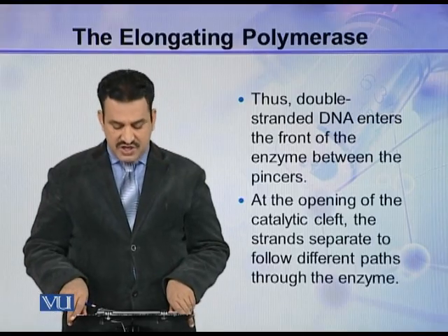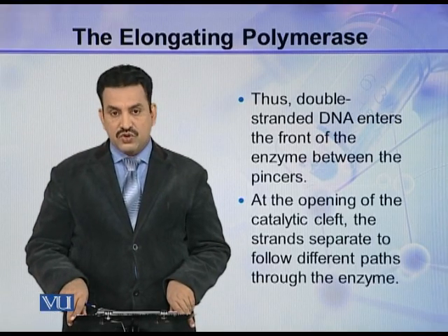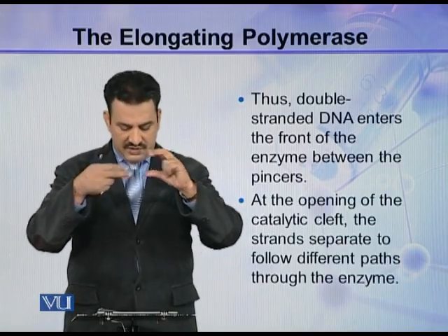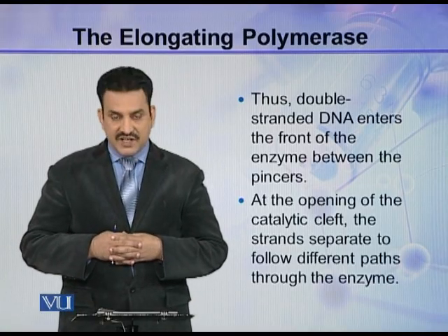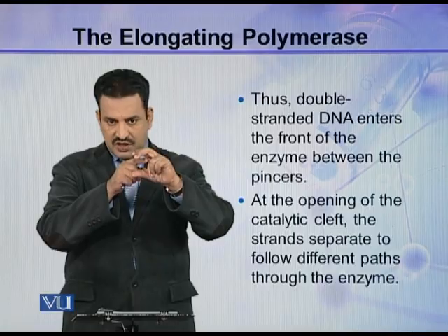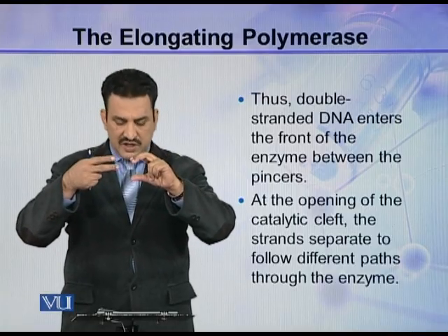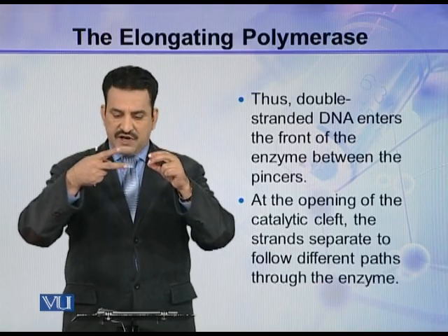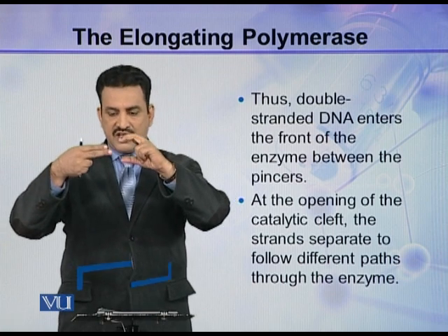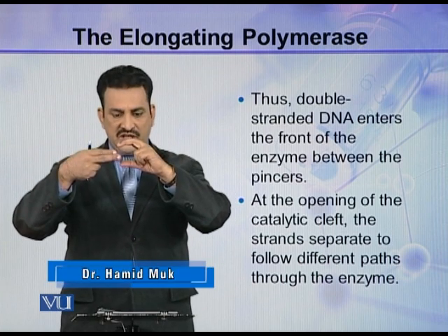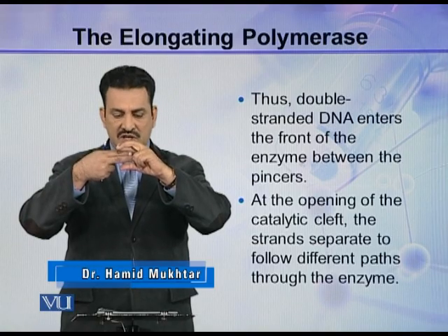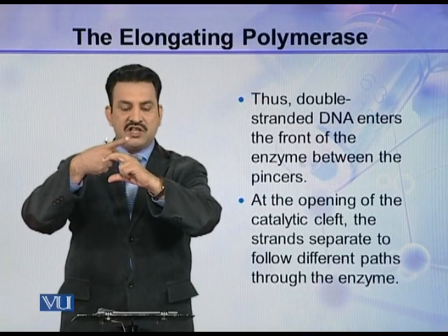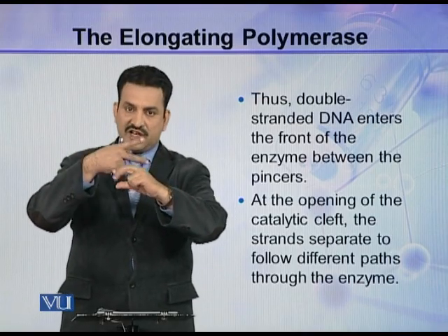Thus, double-stranded DNA enters the front of the enzyme. It enters the front of the enzyme between the pincers like this, at the opening of the catalytic cleft. At the opening, the two strands separate and they follow different paths. So when they enter the enzyme, they are double stranded. When they reach the active center cleft, they become separated, and as two separate strands they take different pathways inside the enzyme.